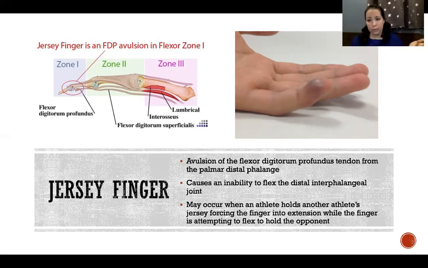And the result can be, if there's a great enough force going in either direction, that tendon that's trying to flex that digit, the distal joints of the digit, can just rip right off the bone because it's not strong enough to withstand those competing forces.